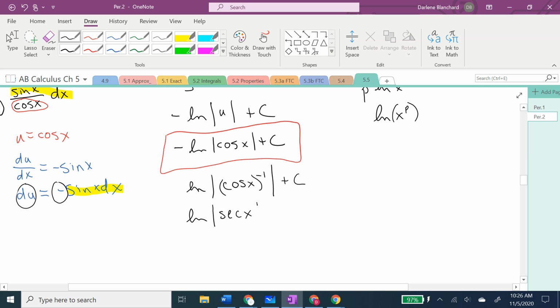Secant. So know that you will often see this as the formula for tangent. But this formula works perfectly fine.